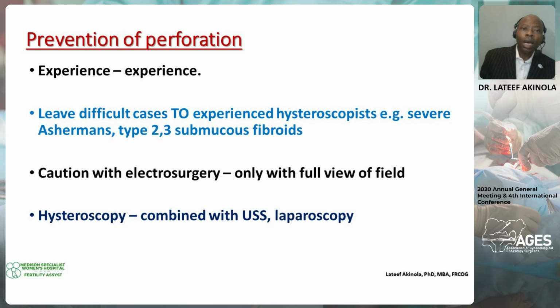How do you prevent perforation? Experience is very important. You leave difficult cases to experienced hysteroscopists, like severe Asherman syndrome, type 2 or 3 submucous fibroids. And of course, you have to be very cautious if you are doing electrosurgery. Only cauterize when you have a good view of what you are doing. Only resect if you have a good view of what you are doing. And sometimes you may need to combine it with ultrasound scan or laparoscopy for effectiveness of your procedure.